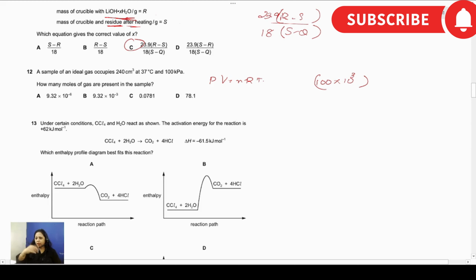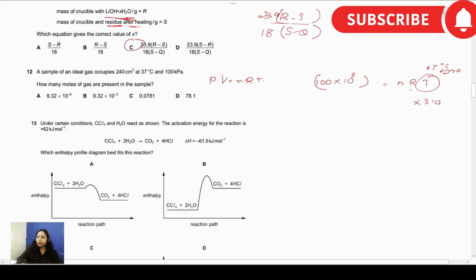The next one is the temperature, which is not given for n. Let's consider n is 1. And then we have what temperature? Oh, we have 37 degrees Celsius. 37 degrees Celsius plus 273, so our answer would be 310.